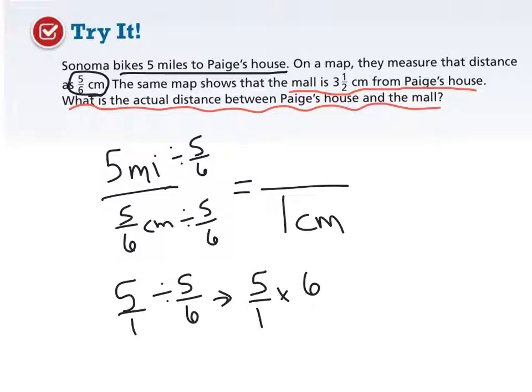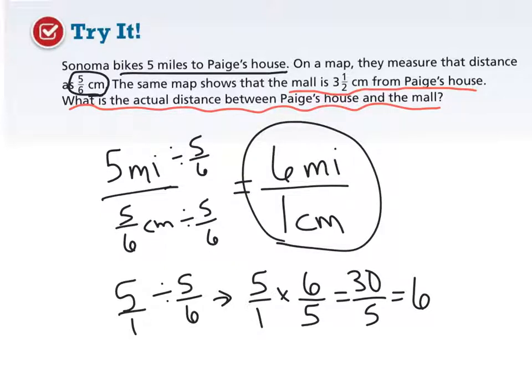So like we've been doing here, we can keep change reciprocal. At that point, you're multiplying, so if you want to reduce like factors, you can. You don't have to. So this is 30 over 5, 35ths. If you divide that, it's 6. So that means 6 miles are represented by 1 centimeter, or 1 centimeter equals 6 miles on the map.